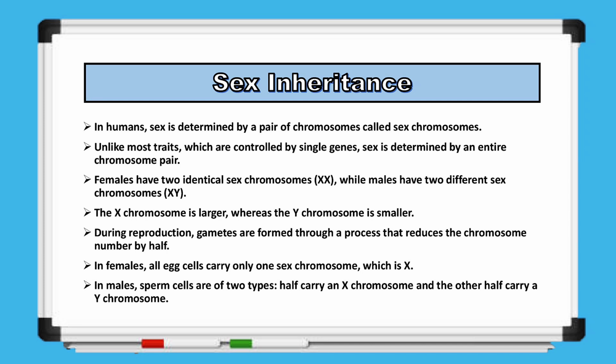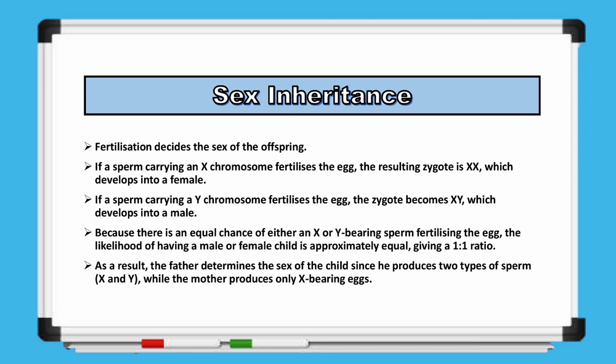In females, all egg cells carry only one type of sex chromosome, which is X. In males, sperm cells are of 2 types, half carry an X chromosome and the other half carry a Y chromosome. Fertilization determines the sex of the offspring. If a sperm carrying an X chromosome fertilizes the egg, the resulting zygote will have XX chromosomes and will develop into a female. If a sperm carrying a Y chromosome fertilizes the egg, the zygote will have XY chromosomes and will develop into a male.